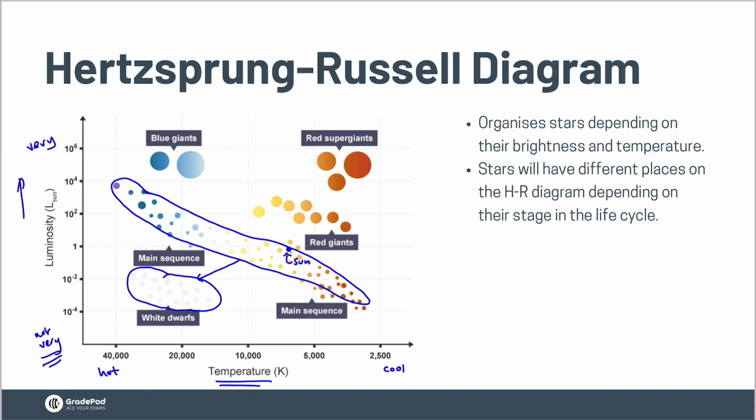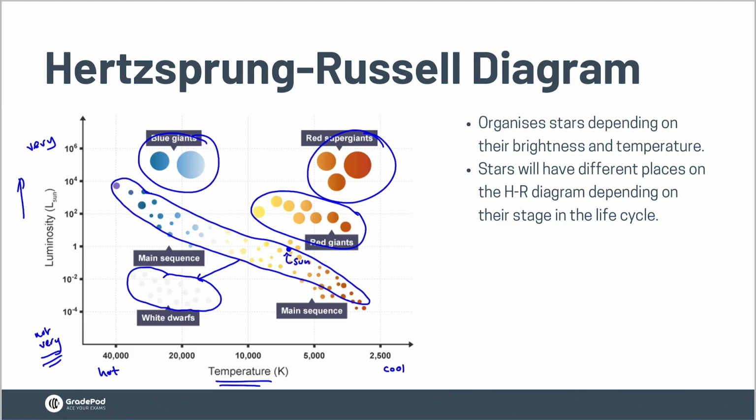They've got a high temperature and a lower luminosity. The red giants are cooler than most of the main sequence stars, and they're brighter, so they head up here. Red supergiants up here, and blue giants, very hot, very luminous here.